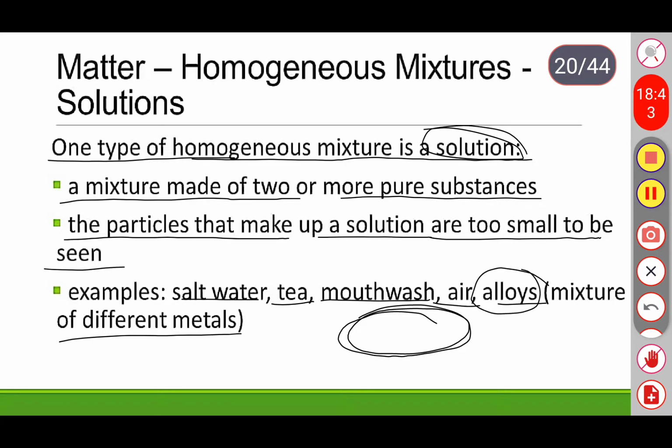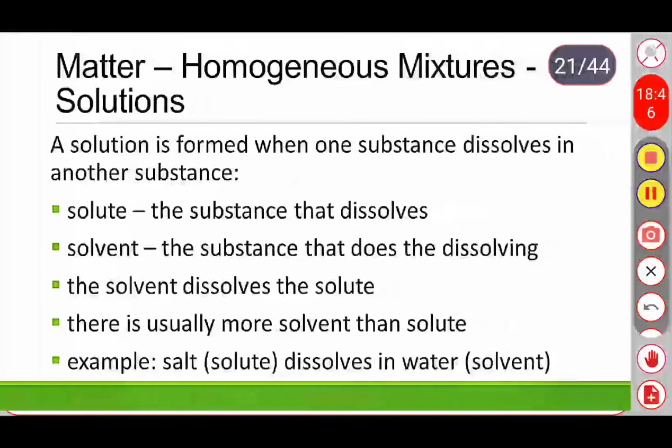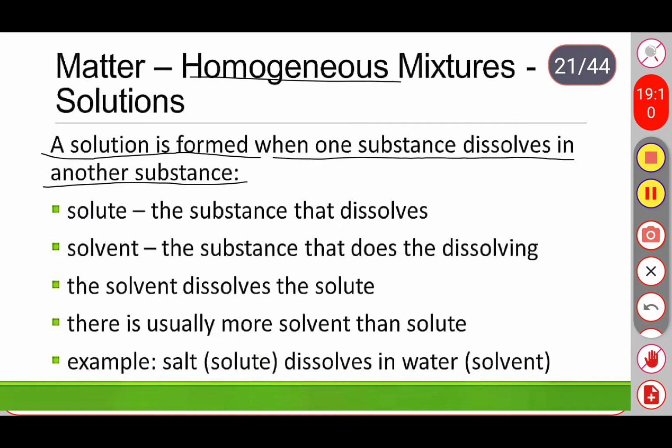Next one, a solution is formed when one substance is dissolved in another substance. So each and every solution is made up of three kinds of substances: first one is solute, solvent and solution. Solution is also one type of homogeneous mixture. Solution is nothing but a homogeneous mixture because it is made up of the same kind of substances.